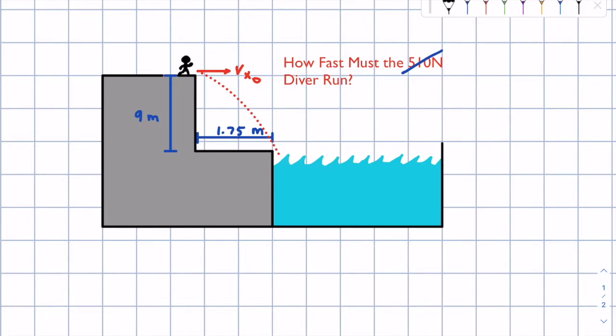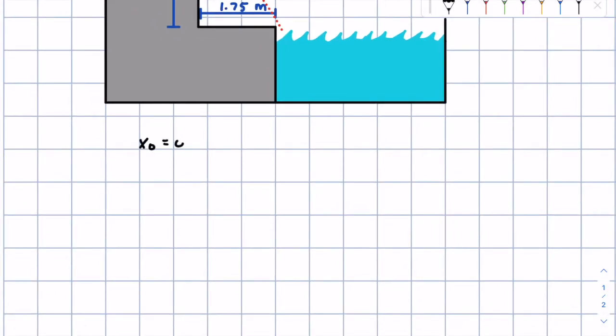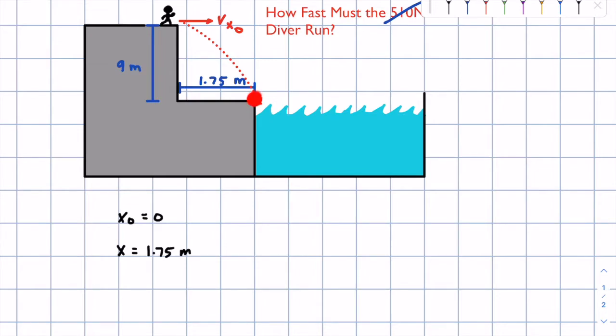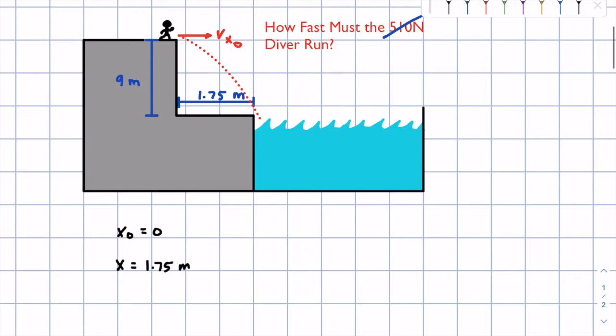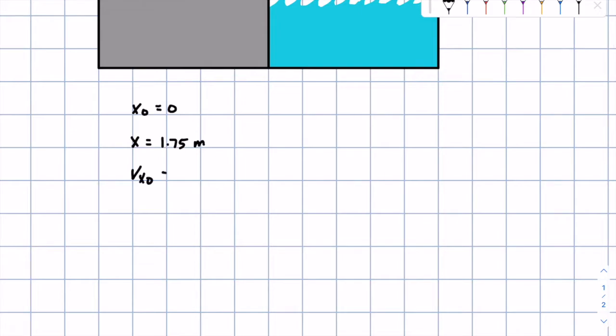Okay, so let's get started. Let's write down what we know. X naught, we can call 0. X final, we're calling 1.75 meters because that is this point. We want him to just clear that. And we can call the origin right here 0 in the x. Okay, so the initial velocity that he's running, we don't know. The final velocity is going to be equal to the initial velocity in the x direction because the acceleration in the x direction is 0 meters per second squared. Time it takes to get there, we don't know.